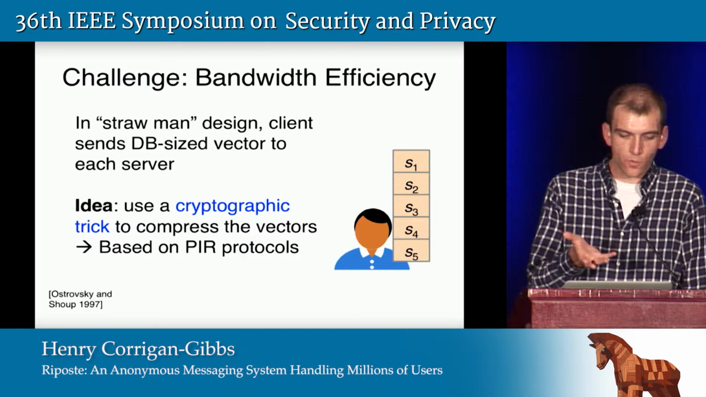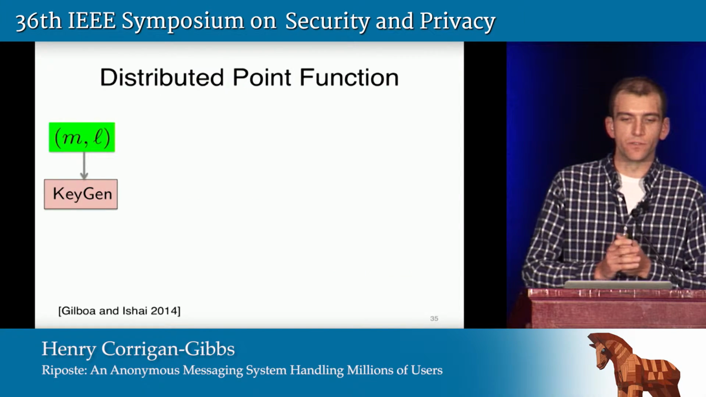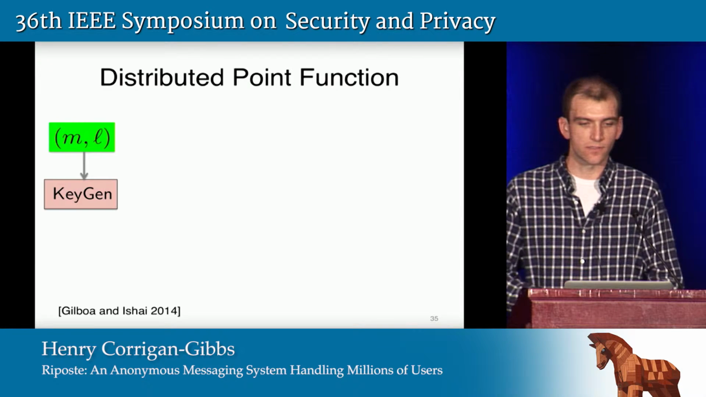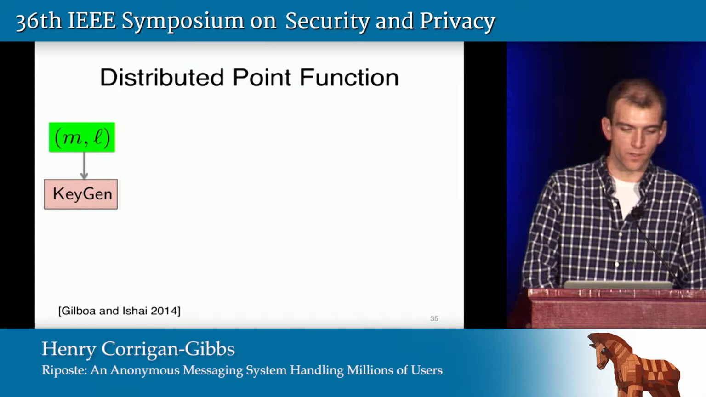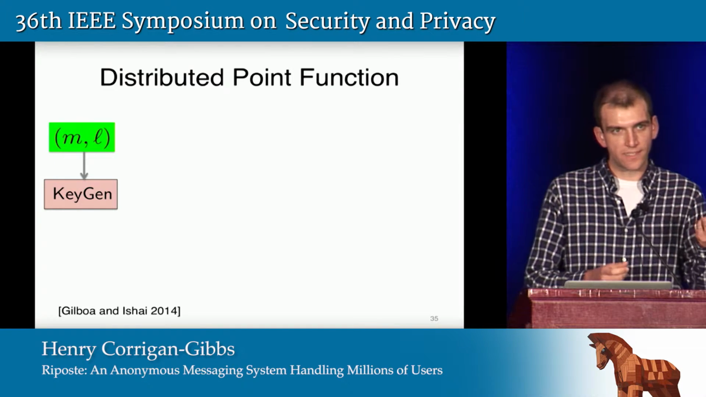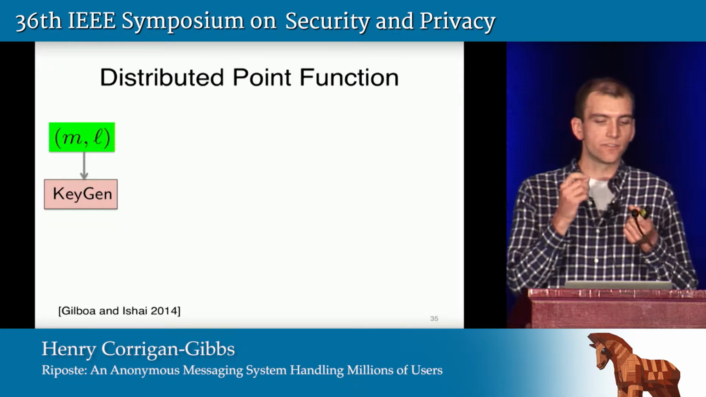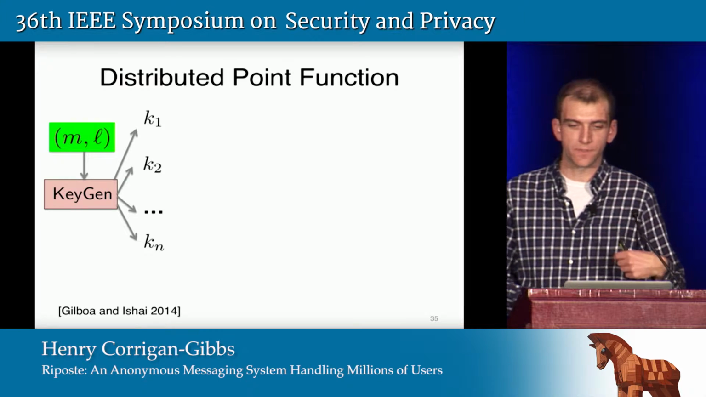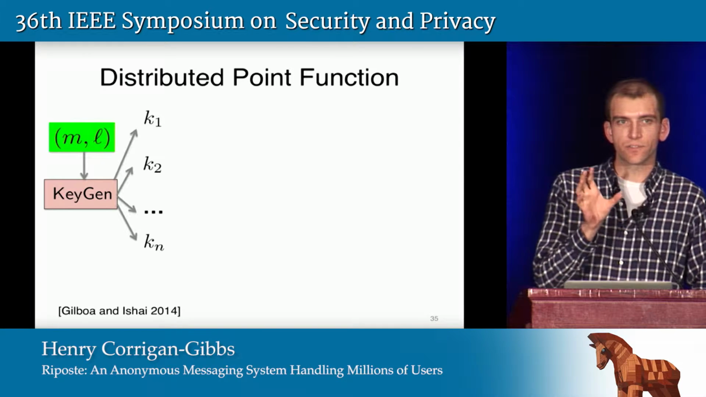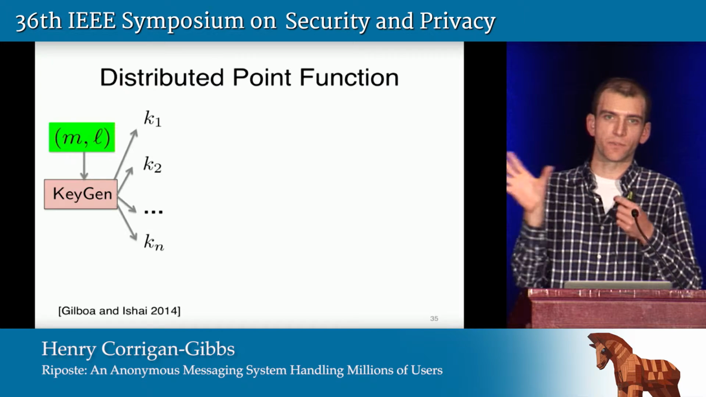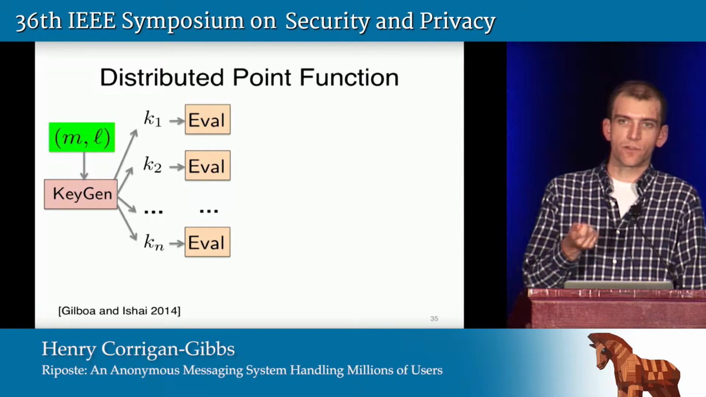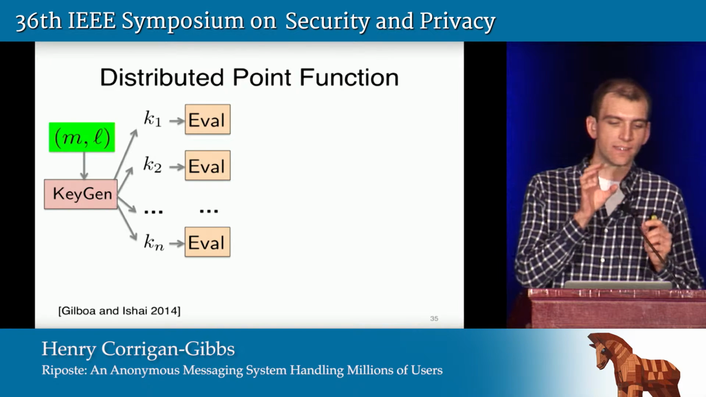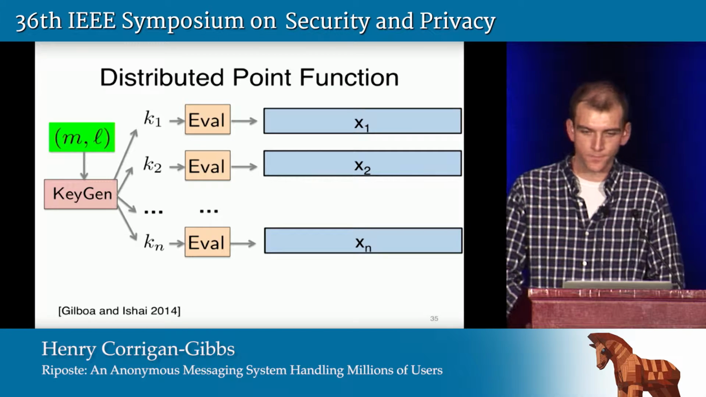The core cryptographic primitive we use to achieve this is called the distributed point function. These are also used in private information retrieval protocols. If you haven't seen them before, this is how they work. There's a key generation routine that takes in a message M and an integer L, which is like an index into a vector. And it spits out a bunch of keys, K1 up to Kn. You can think of these as short keys for a pseudo-random number generator. And the second algorithm associated with the DPF is very much like a pseudo-random number generator in that it takes a key and stretches it out into a very big vector.